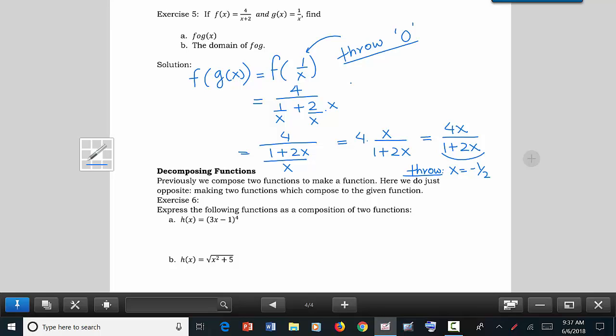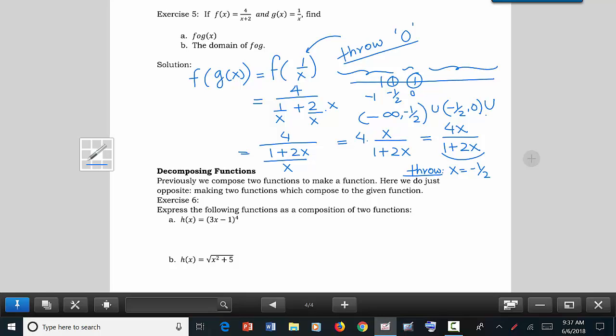Now on the number line, there is 0, we have to throw out, and there is negative 1, and negative half we have to throw out. So now let's write the domain. For this piece, we can write negative infinity to negative half, obviously not included. For the middle piece, union, negative half to 0, and for the rest of the interval, union 0 to infinity. That's how we find the domain.